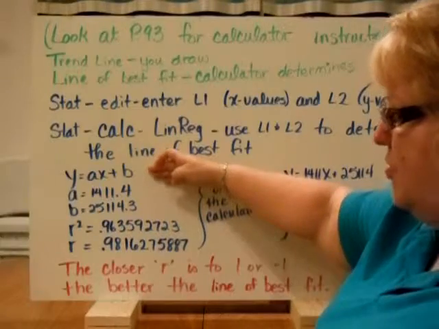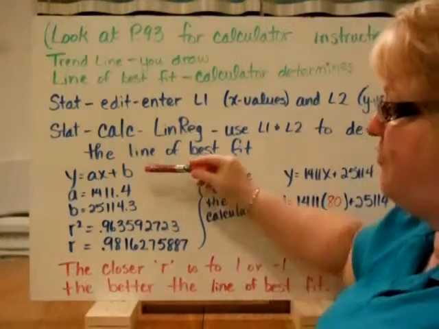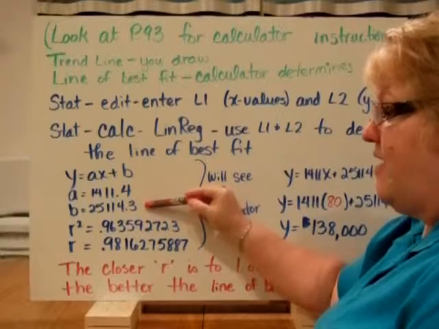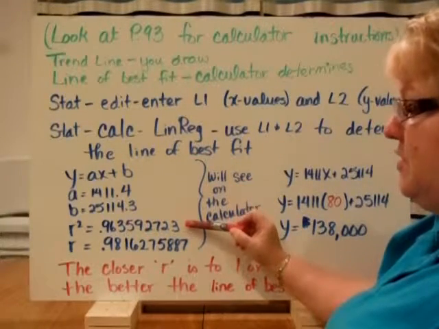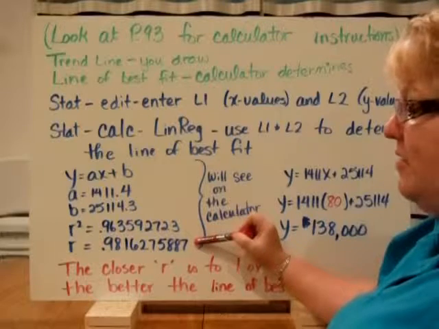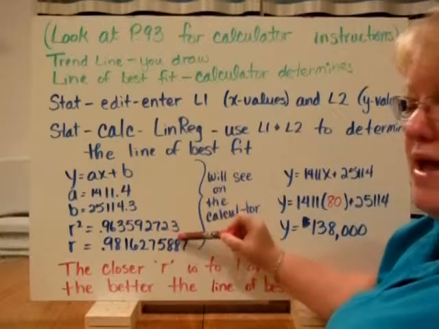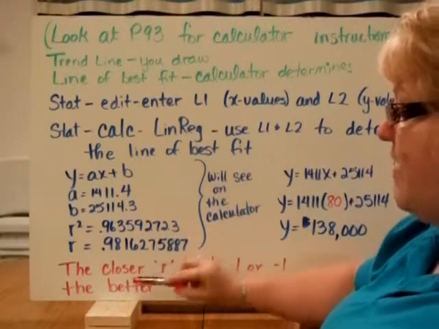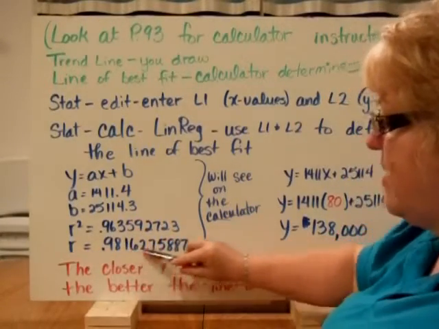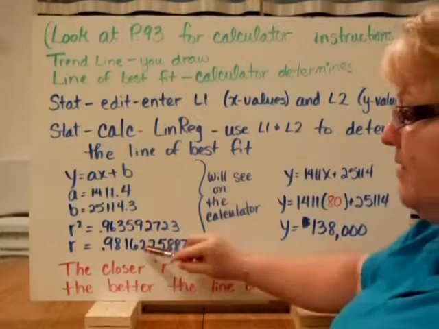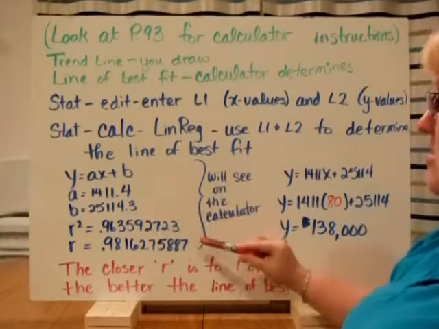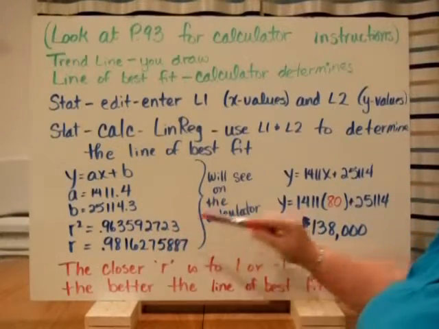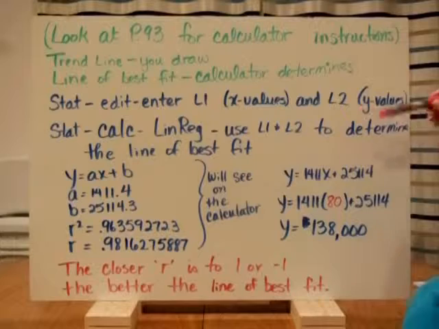Your calculator would show you y equals ax plus b to show you the form of the equation. It would tell you the value of a, the value of b, and it should give you the r squared and r values. If it doesn't, be sure you ask me to help you get that set up. The reason you want to know the r value is the closer this value is to either 1 or -1, the better the line fits our data. So you want to have this diagnostic on to see how well your line of best fit fits your data.